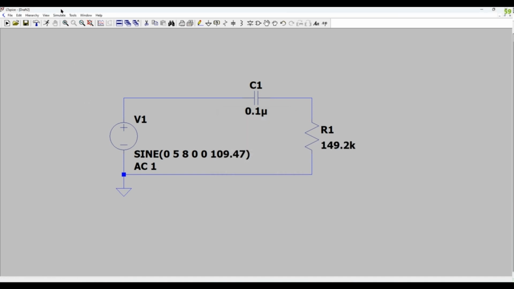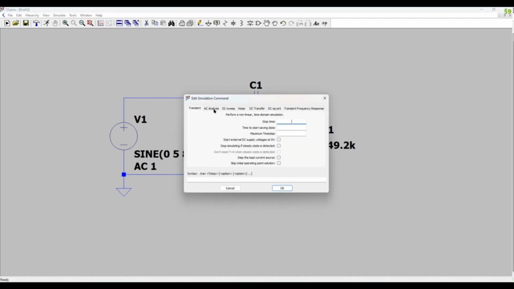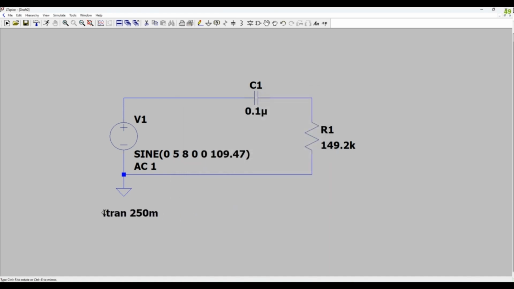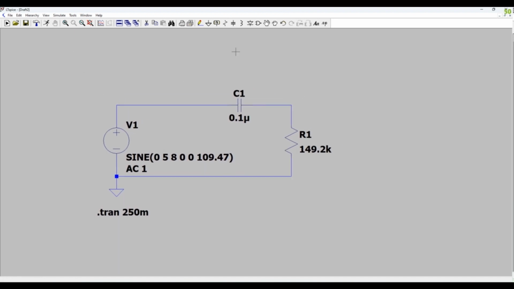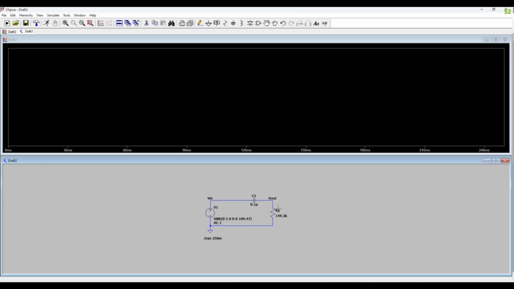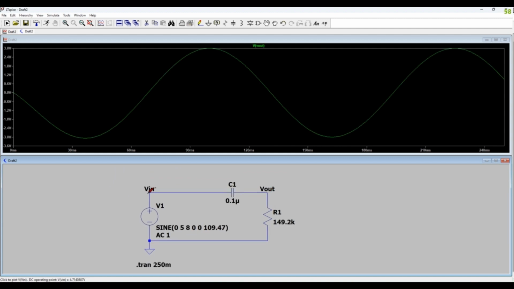And then we click simulate, edit simulation, transient. Our stop time is 250 millisecond. Click here, and then we can run, but before that click the label net for V output, put it here, and for the V input. Okay, then we run, click here and here.